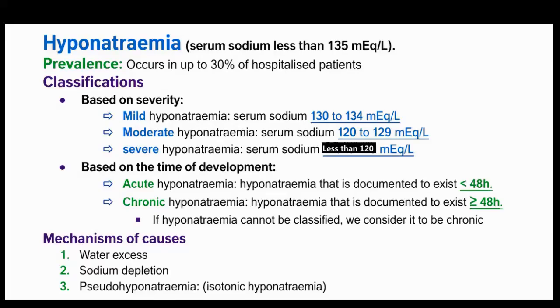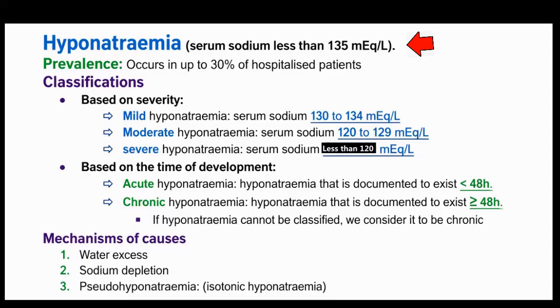Hello everyone. Today we'll discuss hyponatremia, one of the most common electrolyte disorders encountered in clinical practice. Hyponatremia is defined as a serum sodium concentration less than 135 mEq per liter. Remember that normal serum sodium ranges from 135 to 145 mEq per liter. Therefore, any value below 135 is considered hyponatremia.